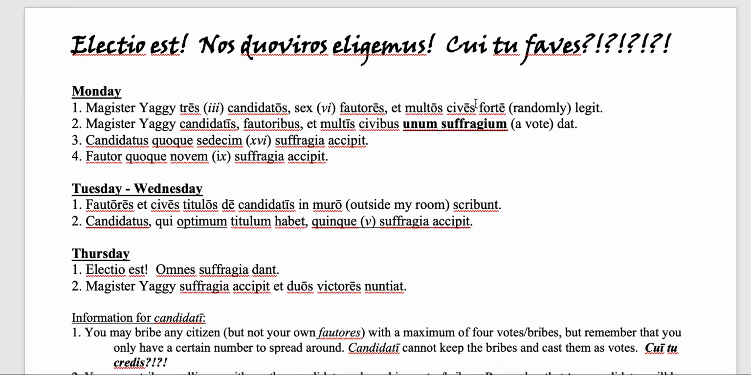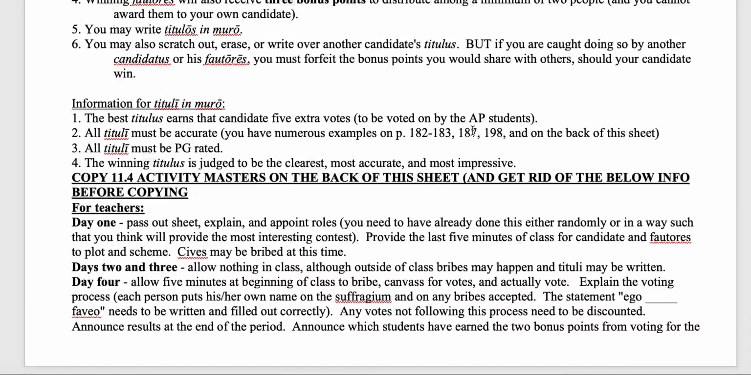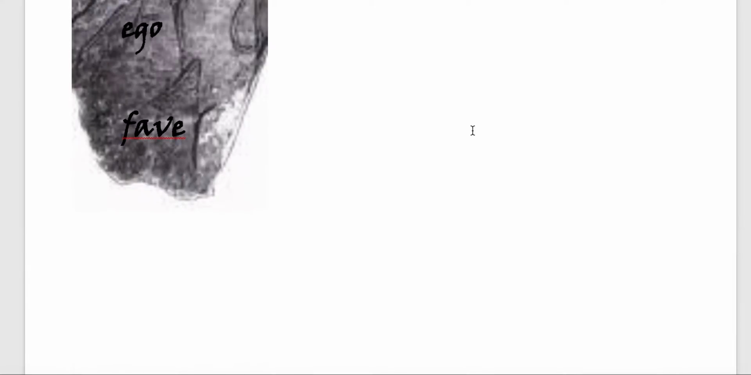Everybody will vote in the election, and so I start by handing out everybody a vote, a suffragium, one to every person. The suffragia that I use looks like a potsherd, and that's a screen capture of it. I put "ego fave," and then the person can write the name of whoever they support. In the middle, I make them actually use the dative case to reinforce the grammatical concept, or their vote doesn't count. That's something you may or may not want to do.